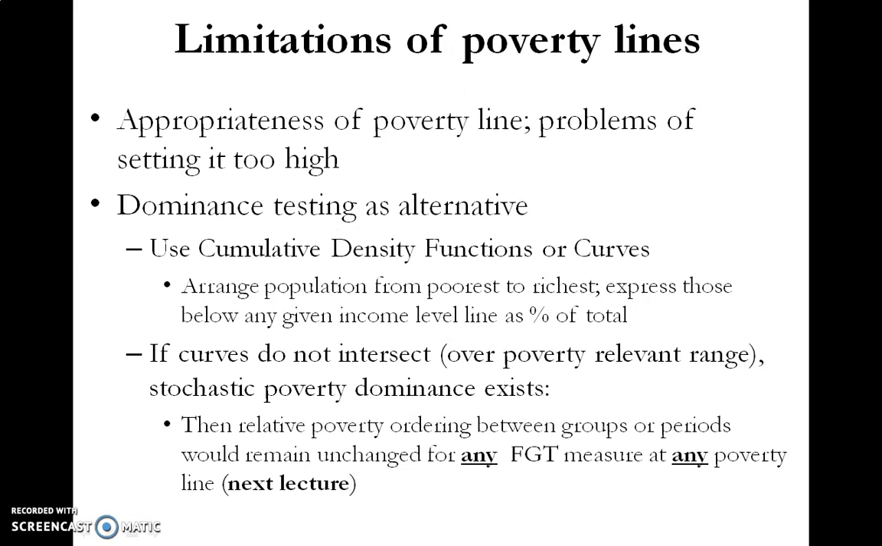There are some limitations of poverty lines. Measuring the appropriate poverty line, setting a poverty line too high. We deal with an approach next week called dominance testing. This approach makes the use of poverty lines redundant and is a useful tool to have in your kit when it comes to looking at poverty without necessarily using a poverty line.